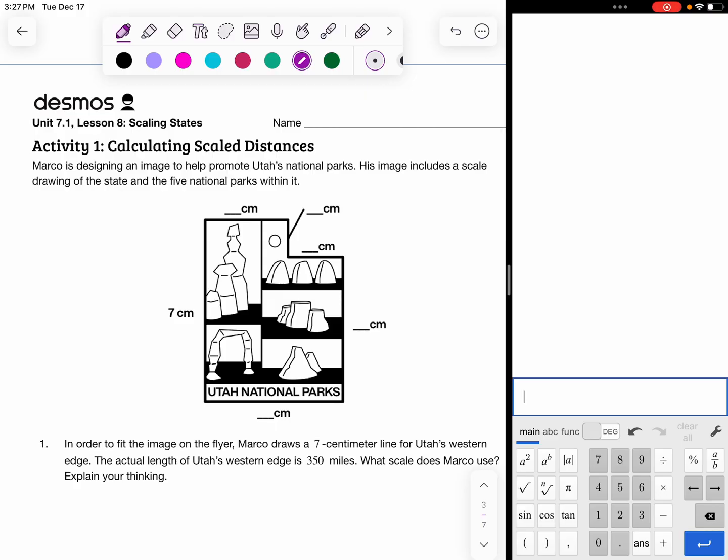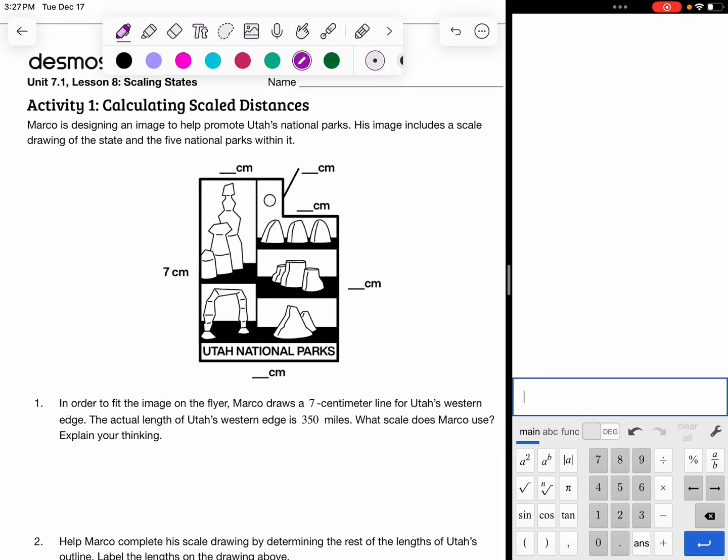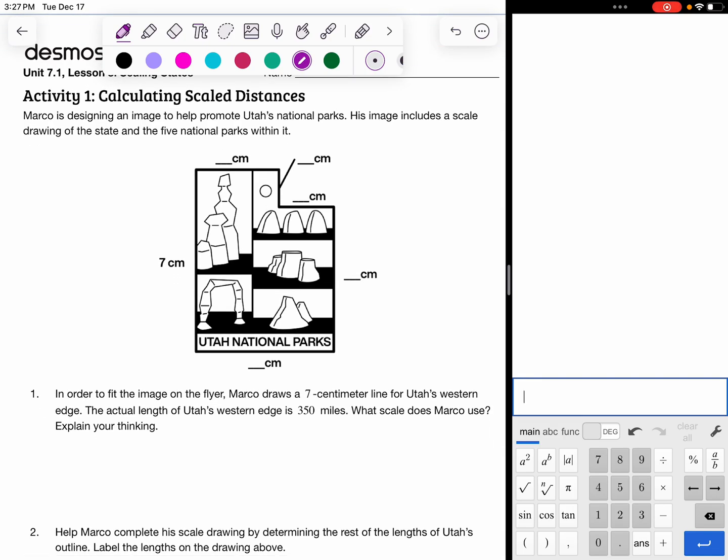Activity 1, Marco is designing an image to help promote Utah's national parks. His image includes a scale drawing of the state and the 5 national parks within it. Number 1, in order to fit the image on the flyer, Marco draws a 7-centimeter line for Utah's western edge. The actual length of Utah's western edge is 350 miles. We need to figure out what scale Marco uses.